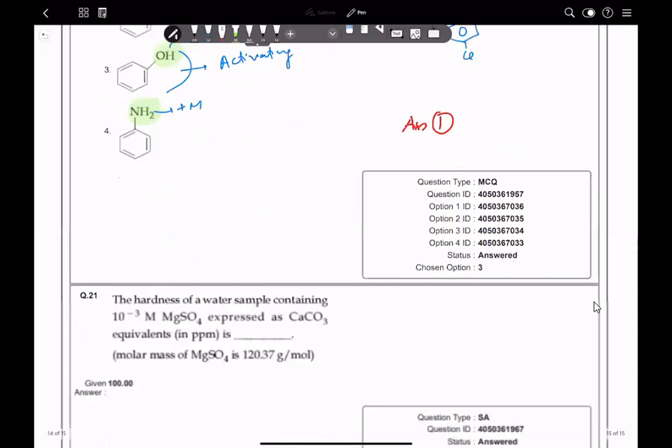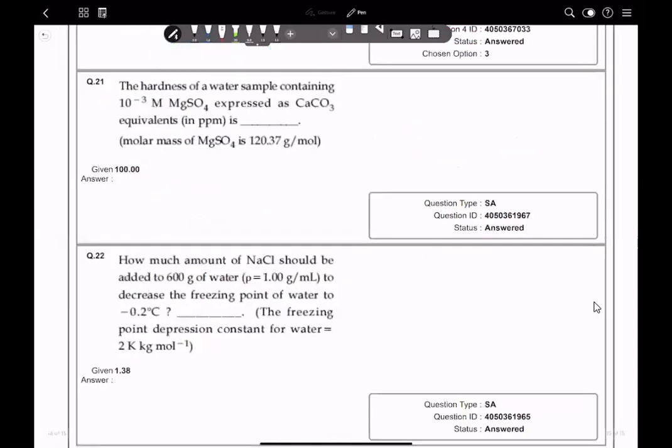Then question number 21: the hardness of the water sample containing 10 to the power minus 3 M MgSO4 expressed as calcium carbonate equivalent in ppm. You know hardness of water is reported in terms of equivalent amount of calcium carbonate on the ppm scale.